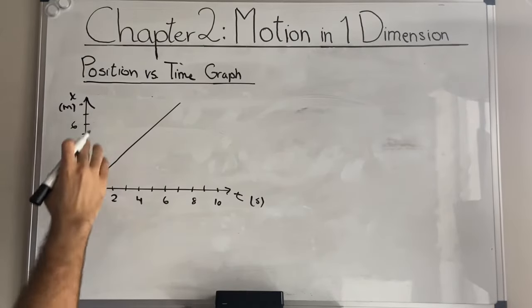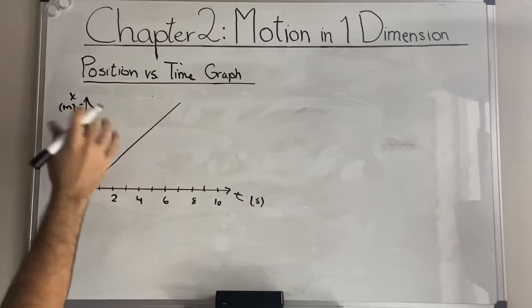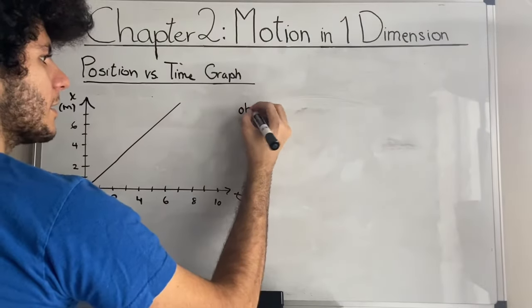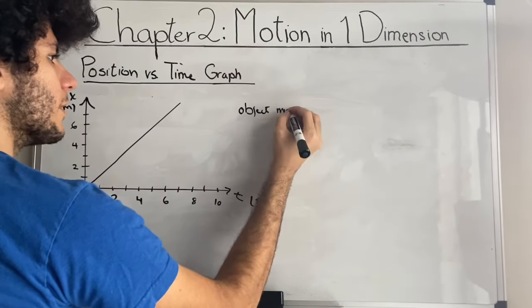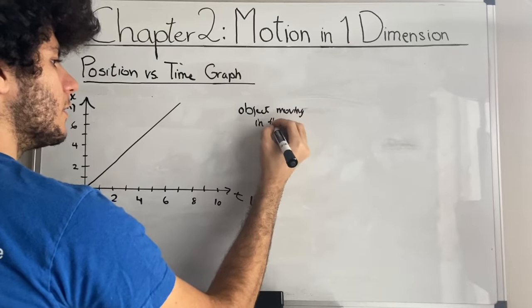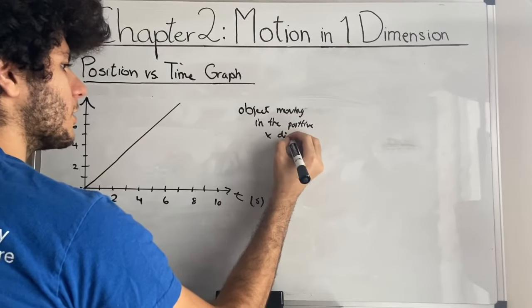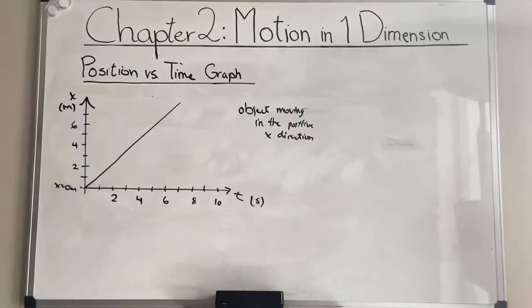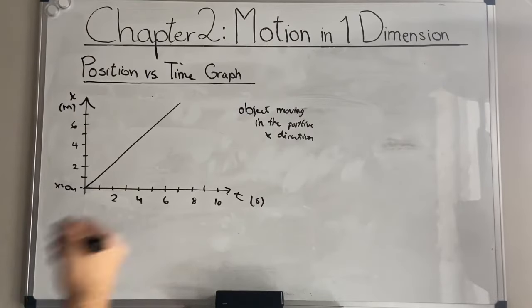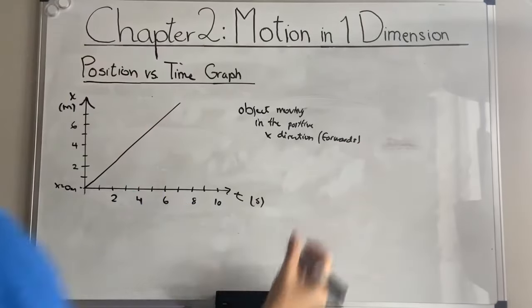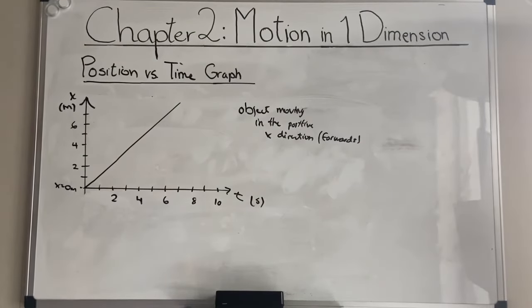And we could have defined this coordinate system differently, but in this scenario, this is basically the object moving in the positive x direction. All right. And this is what we could call forwards. And it's all relative to the coordinate system. This could be a very different coordinate system, and we'd have a very different understanding of what's going on.